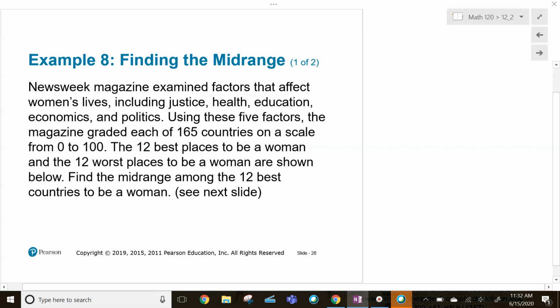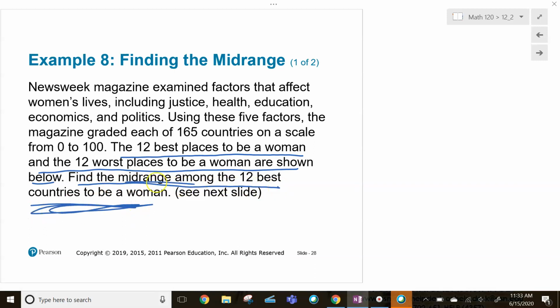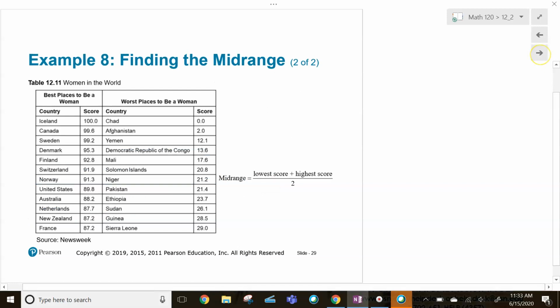Newsweek magazine examined factors that affect women's lives, including justice, health, education, economics, politics. And then the magazine graded each of 165 countries on a scale of 0 to 100. The 12 best places to be a woman and the 12 worst places are shown in our graph, which I'll flip to. Find the mid-range among the 12 best. So just looking at the 12 best, what's the mid-range, right? So we're only looking at the best countries.